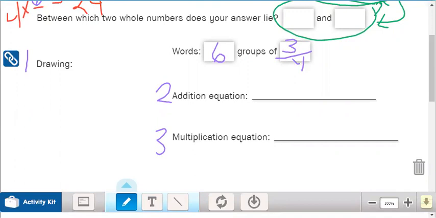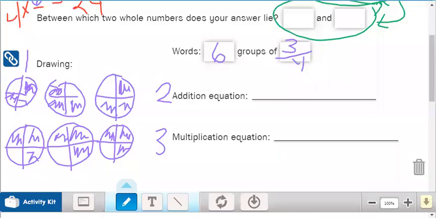Okay, so for my drawing, I am going to draw 6 circles and shade in 3/4 in each of those circles. But you already did that, so I'm going to pause my end and do the magic of television. Voila, it magically appeared. Okay, so I did my drawing. Now I'm going to do my addition.